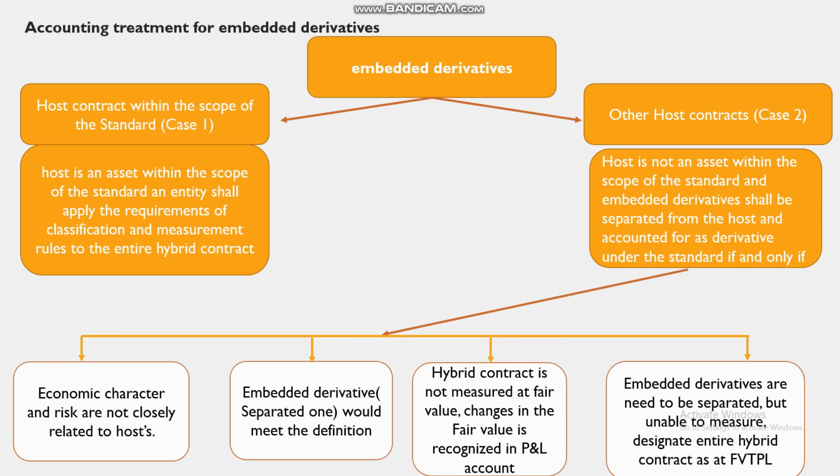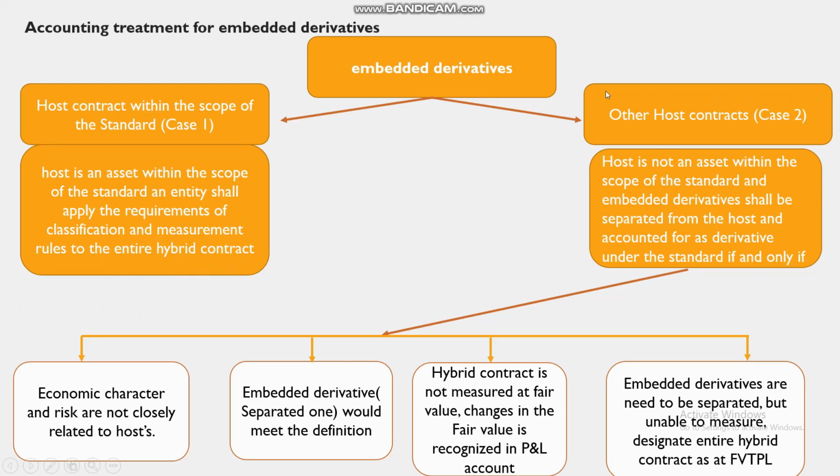So how to treat these embedded derivatives? If the host contract comes within the standard, that is the accounting standards which we are already studying, then we should treat it as one whole contract. Host is an asset within the scope of the standard. An entity shall apply the requirements of the classification and measurement rules to the entire hybrid contract. There is no need of sub-classification as a host contract and embedded derivatives.